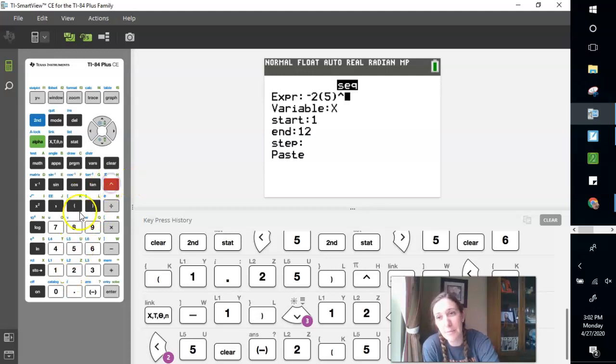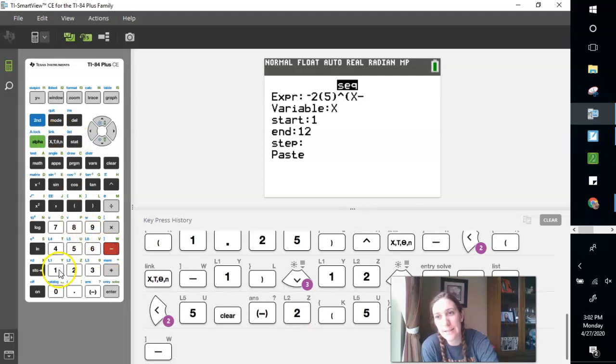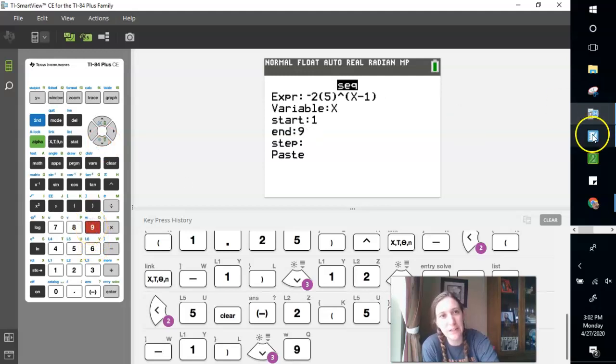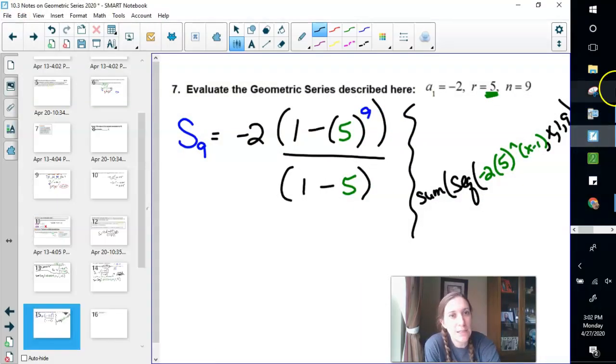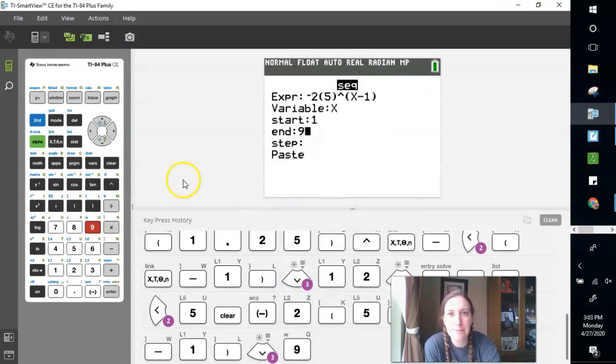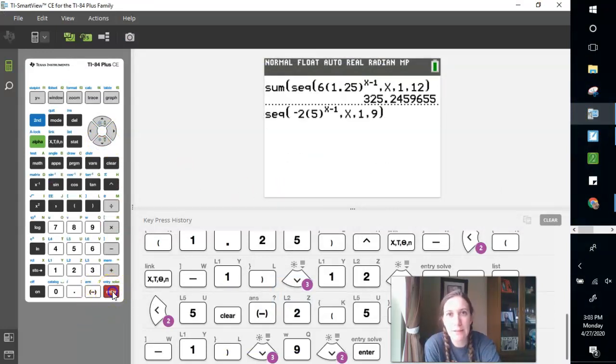I think I might be making up this problem. X minus 1 power. X is always that, and I think we went to the 9th, right? Yeah, cool. All right, paste. Hope that was, oh, God. I forgot to do that. Okay, it's okay, easy fix. I forgot to sum it.